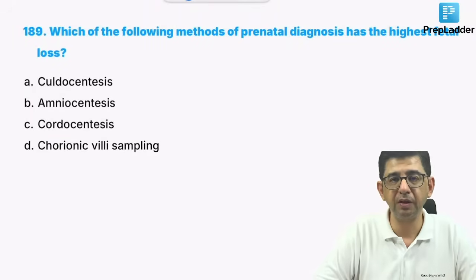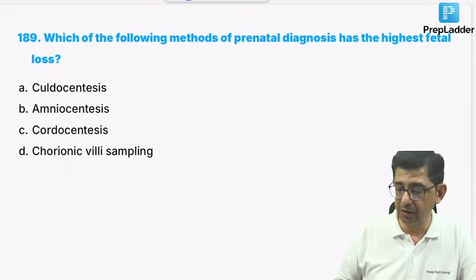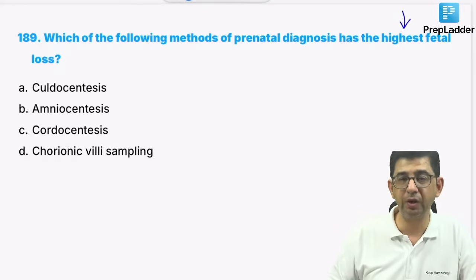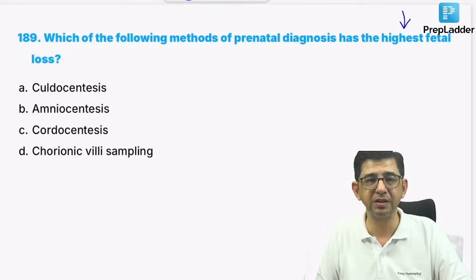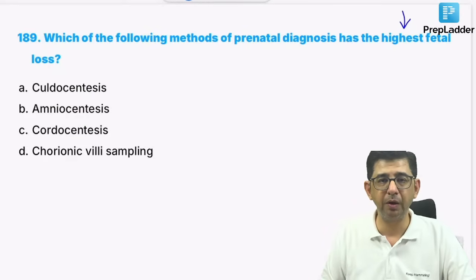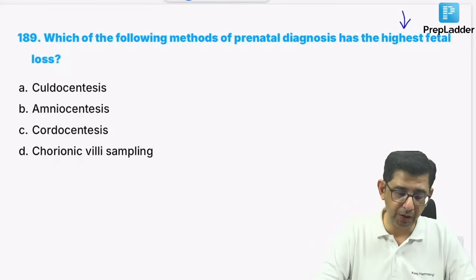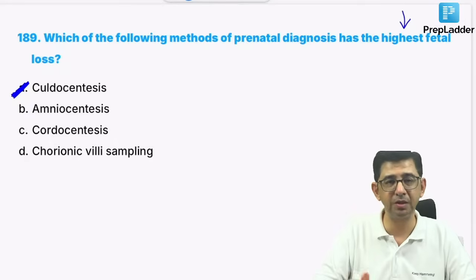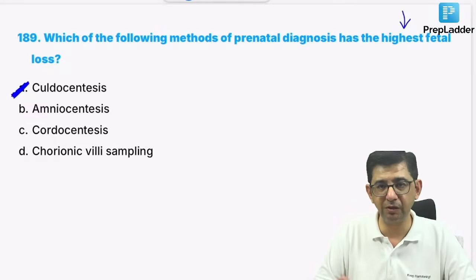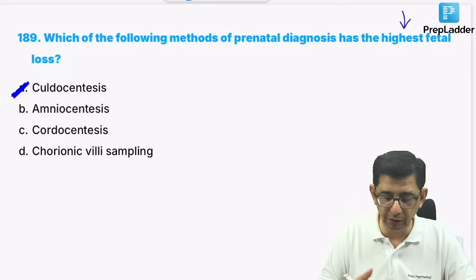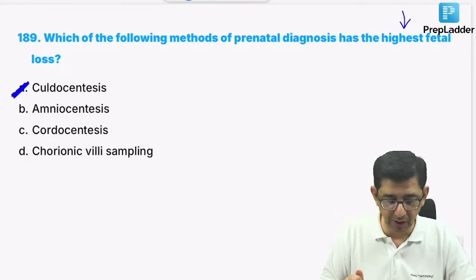Which method of prenatal diagnosis will have the highest chances of a fetal loss? Because if we are doing any procedure which is invasive, there is a risk of damage to the fetus as well. The answer cannot be culdocentesis, because culdocentesis is not a method of prenatal diagnosis. Culdocentesis is when we want to identify what is present in the pouch of Douglas. So option A is anyway ruled out because that's not for prenatal diagnosis. It is amniocentesis, chordocentesis, and chorionic villi sampling.